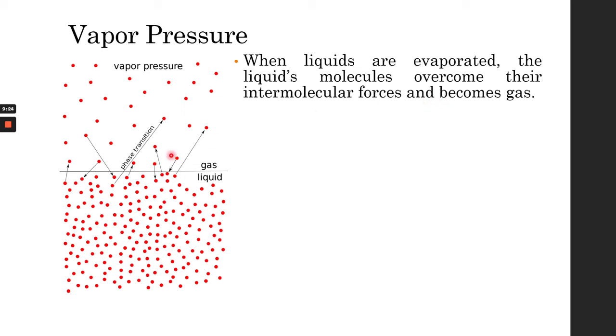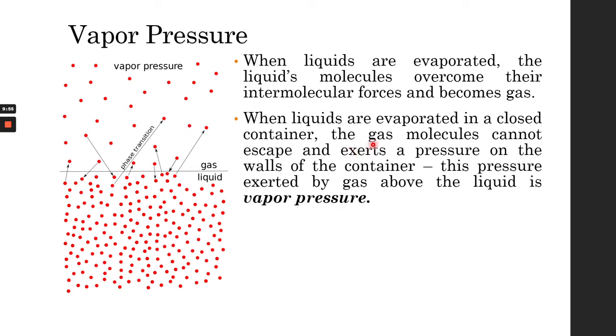We talked about how this liquid here has intermolecular forces, and as you heat it up, the particles start moving faster, and as they continue heating up, as they collect more kinetic energy, they finally break out, they overcome those intermolecular forces and they become gas. The particles escape the liquid and become gas. So when you evaporate a liquid in a closed container, the gas molecules cannot escape, and what happens is it exerts a pressure on the walls of the container.